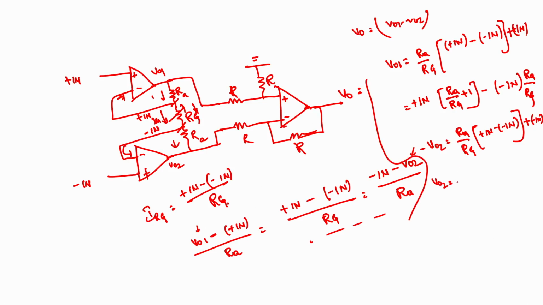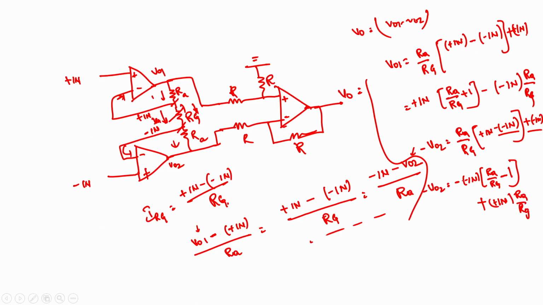When I take VO2, okay, let it be minus VO2. So, I will take In plus as common. Now in this case I have to take In minus as a common, because I have two In minus. If I take In minus as a common, I will get RA by RG minus 1. So, I will take minus VO2 is equal to minus of In minus, which is nothing but RA by RG minus 1, plus In plus into RA by RG.